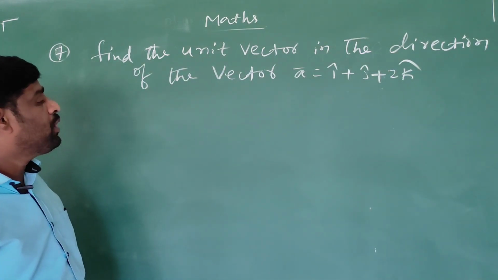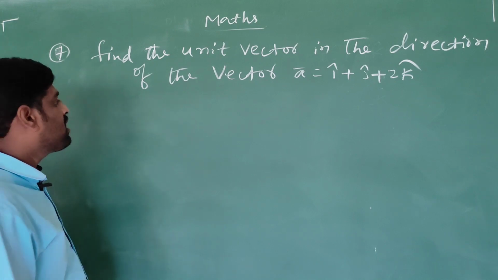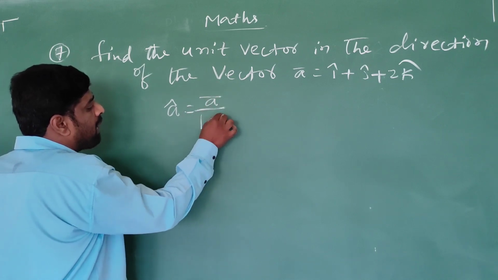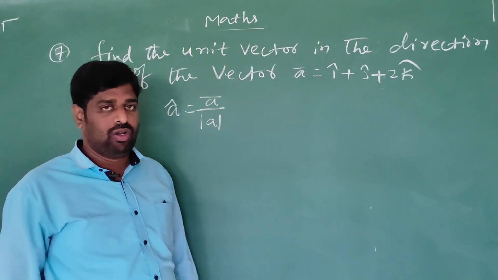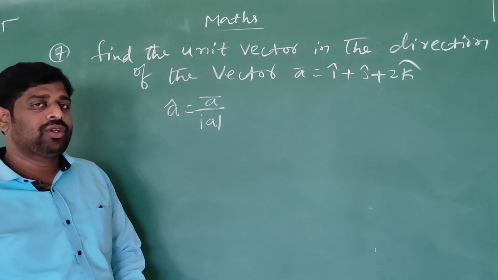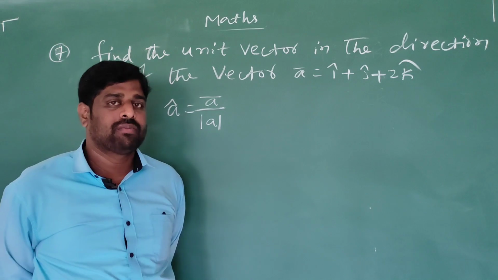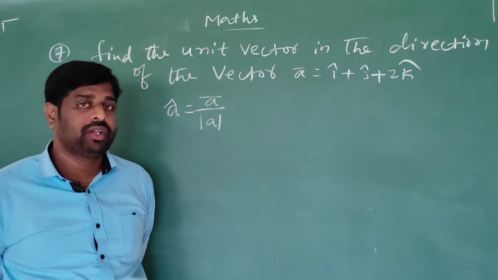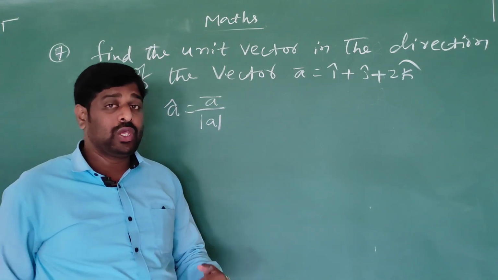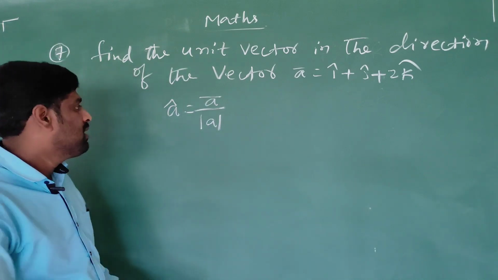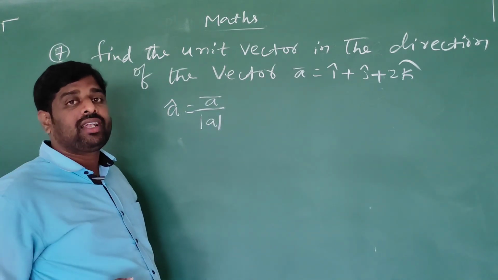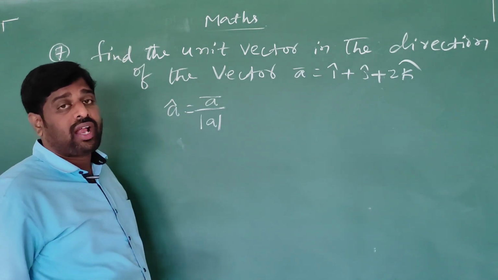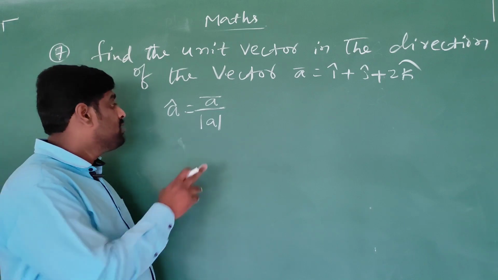Okay. So I want to find the unit vector in the direction of the vector. So what is the formula? A cap is equal to a bar divided by magnitude of a bar. So already I told about the unit vector. Unit vector means a vector whose magnitude is 1. Magnitude is unity, such a vector is called a unit vector. So "find the unit vector in the direction of the vector" means this formula. "Find the unit vector of the vector" means the same formula only.